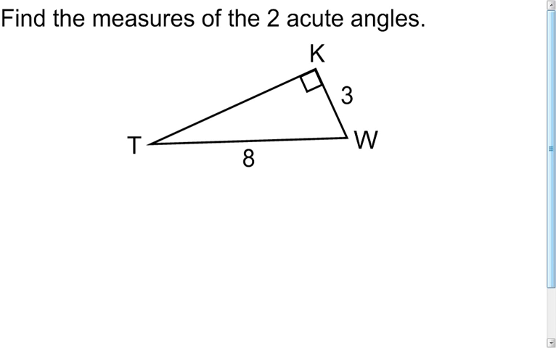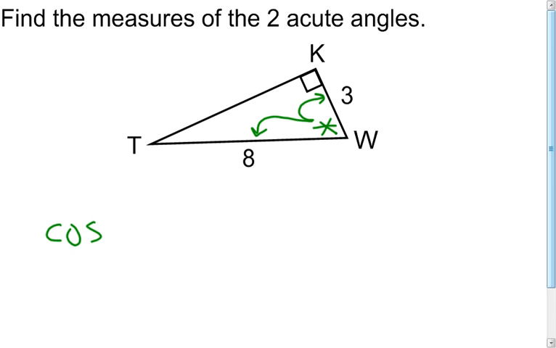If we want to find the measures in a right triangle, we can do it as long as we have two sides. What I'm going to do is start with angle W and find the measure of that angle. Now what we need is to know two sides. From angle W, I know the adjacent side and I know the hypotenuse. I have to ask myself the question, which trig function deals with adjacent and hypotenuse? Answer to that is cosine.